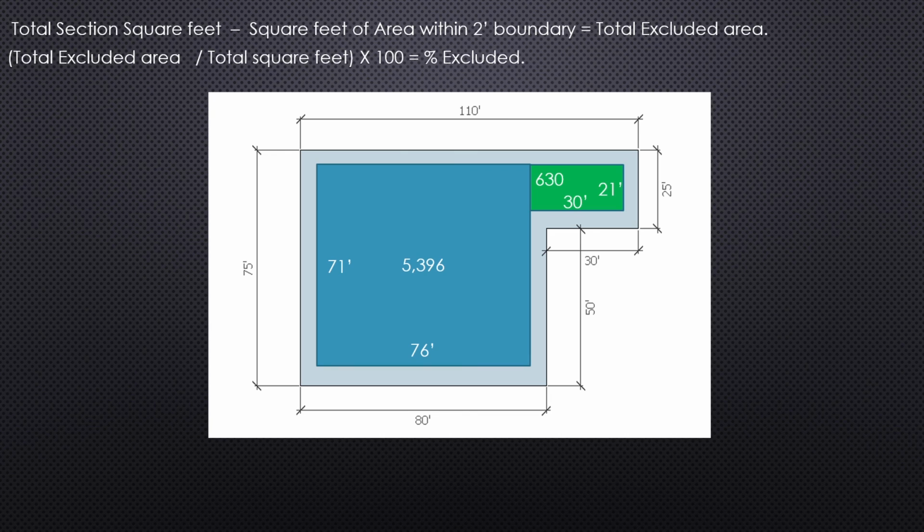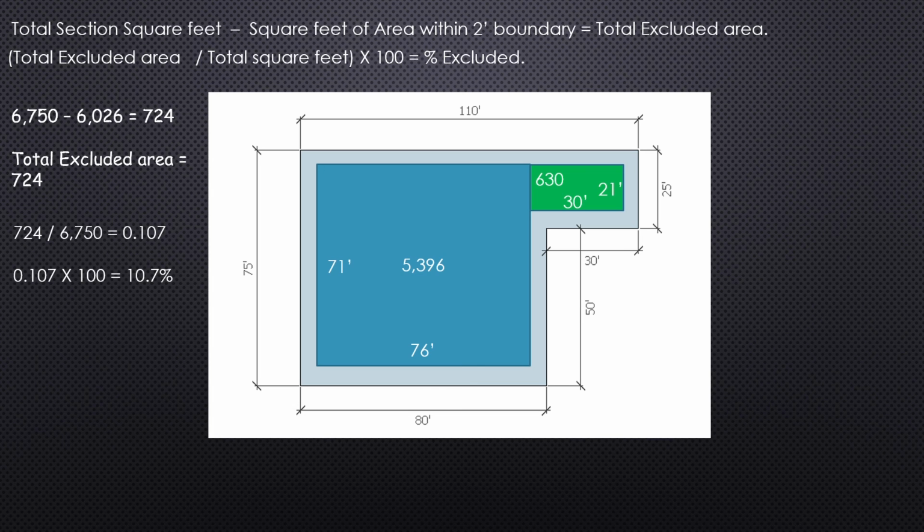So 71 times 76 is 5,396, and 30 times 21 is 630. So the total area within the 2-foot boundary, which is your test area, is 5,396 plus 630, which is equal to 6,026. So we know the total square feet, and we know the square feet within the 2-foot boundary, so now we can just plug this into the equation at the top of the slide. 6,750 minus 6,026 is equal to 724. So your total excluded area is 724 square feet.